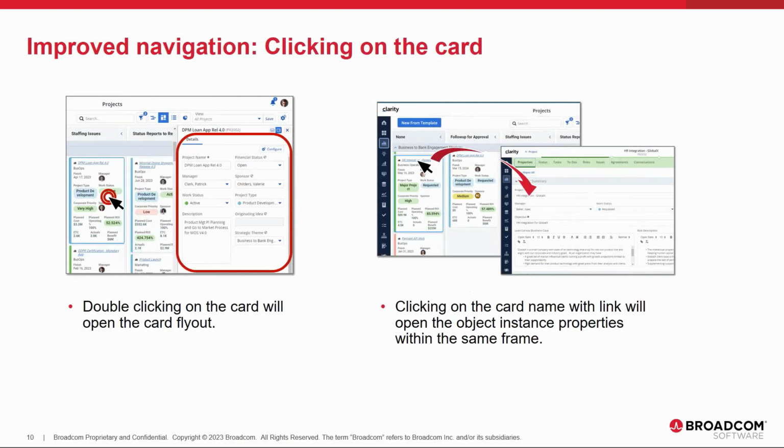There is an improved navigation within the card, which is by double clicking on a specific card will open up the detail flyout. The user can navigate to a specific card object instance by clicking on the name hyperlink, which will then open up the specific object instance displaying the first module for that object instance.